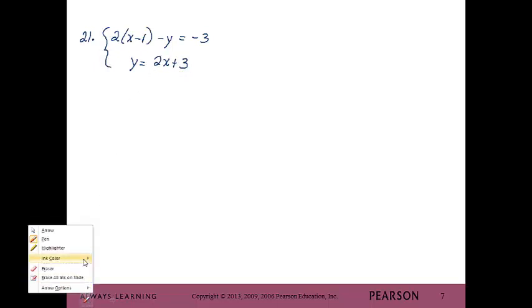All right, number 21. Now we have the system 2 times parentheses x minus 1 minus y equals negative 3. And then y equals 2x plus 3. And of course, we're going to use substitution. So let's start by distributing the 2 in the first equation out. So if I distribute my 2, this equation is going to become 2x minus 2 minus y equals negative 3.